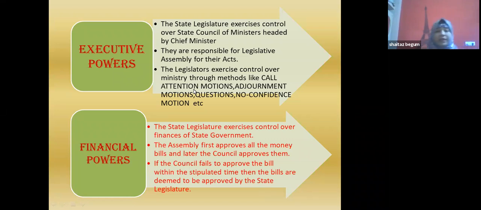In this they give their discussions. That is called attention motion. What is adjournment? Adjournment is again drawing attention of a minister to attend the immediate matter of some public importance. That is adjournment. No confidence motion is passed by a majority number of voters when an individual is deemed to be fit no longer and who is not performing his duty well. So in such situations, no confidence motion is passed.